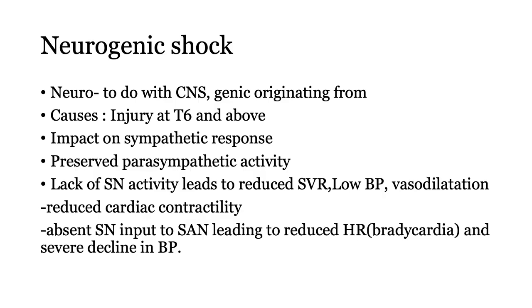So neuro means to do with the CNS, genic, originating from. So the cause is usually an injury to the cervical and upper thoracic spine, usually T6 and above. When injury to T6 and above happens, there will be an impact on the sympathetic nervous outflow. So there will be no sympathetic response, but there will be preserved parasympathetic activity or response.